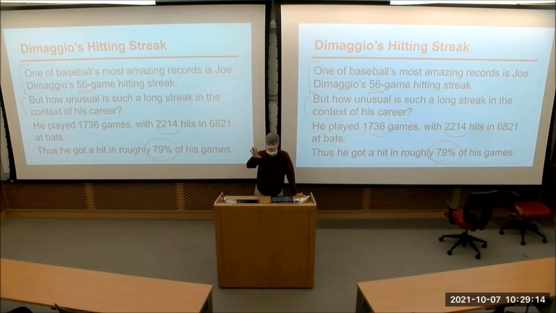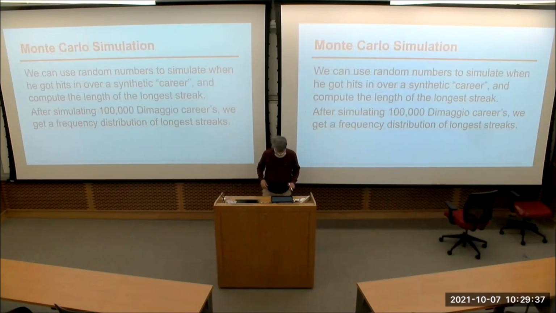This should sound like a Poisson kind of process based on what we talked about. You want to know what's the probability that he was able to get a hit 56 games in a row when the probability of getting a hit was 0.8, and the probability of ending his streak by not getting a hit was 0.2. So you could work this out as a Poisson thing.